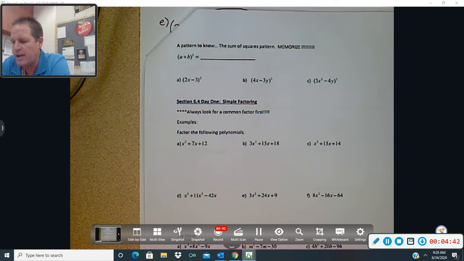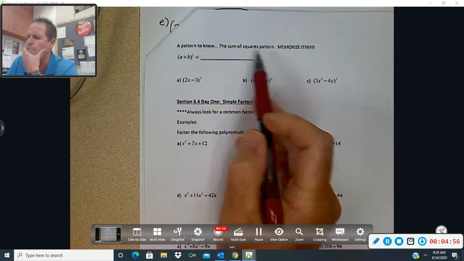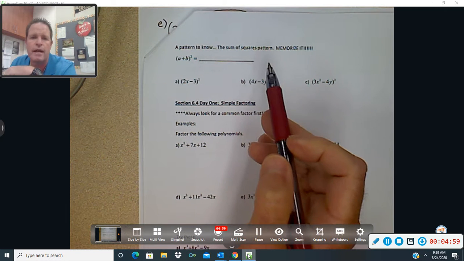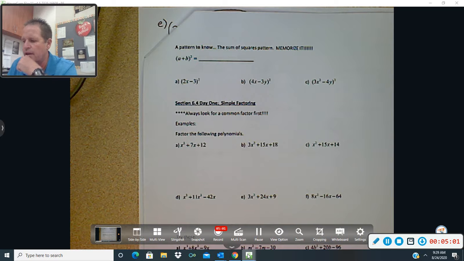And I'm finding that students, when I tell them to do something, they don't listen, and they find later that they wish they had, and it's a little bit late at that point. So this is a pattern you should know. It's going to come up multiple times this year. We've got to understand how to do it.